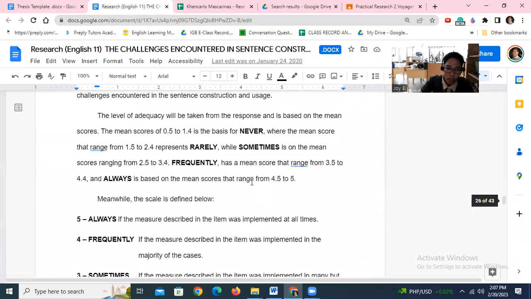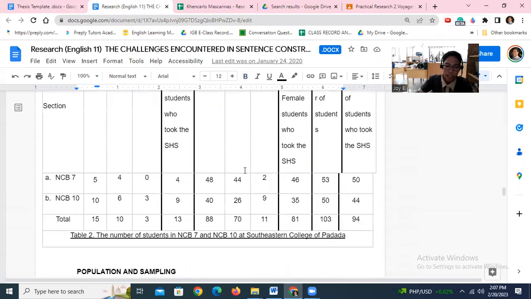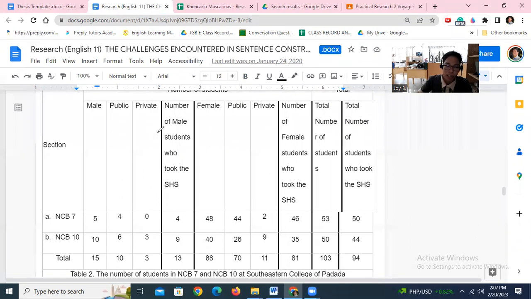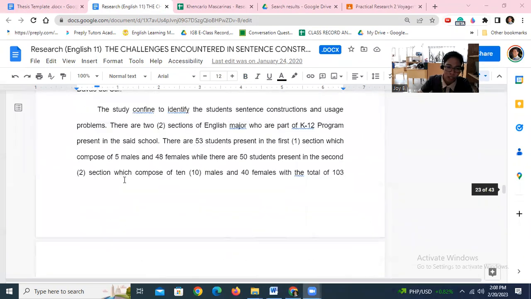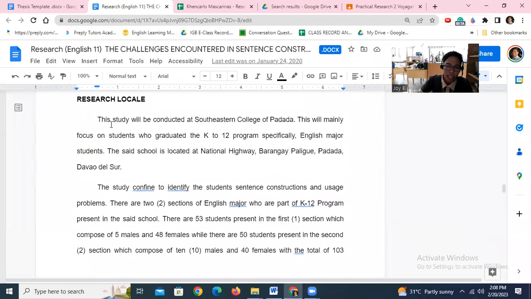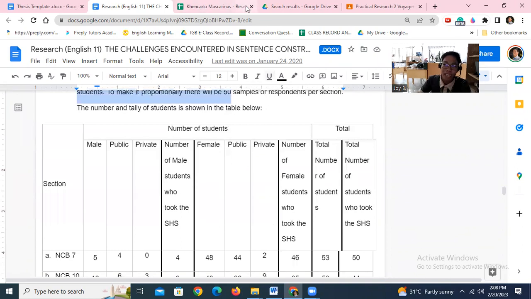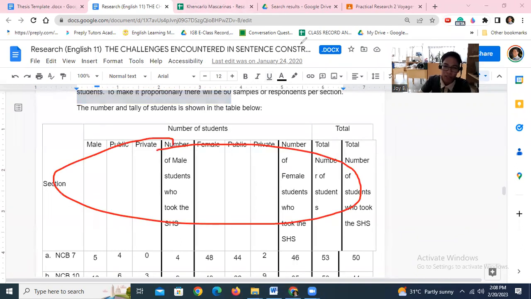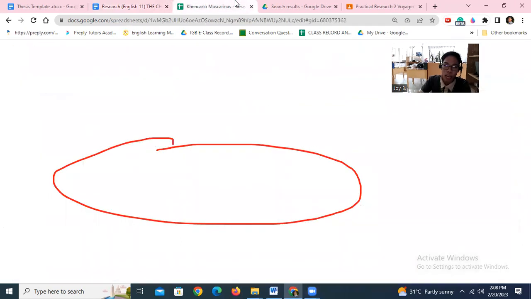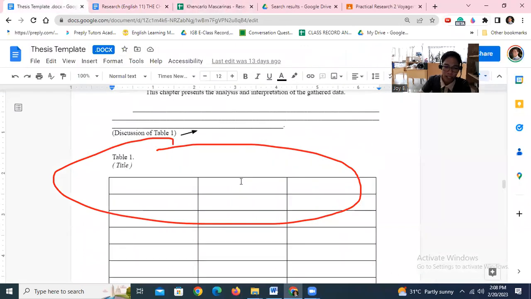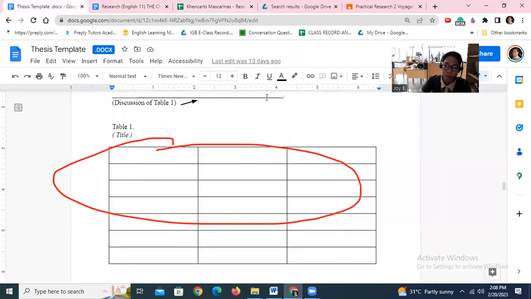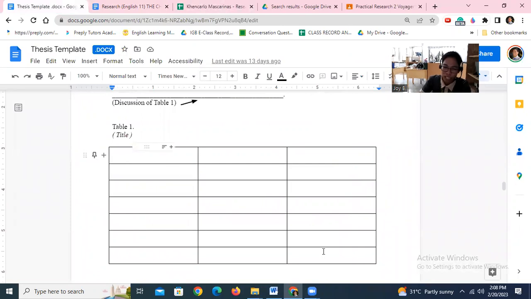Okay, saan yung table here? Okay, this one. So you explain the table. Okay, in the upper part, there's a table here. That's why. So this study will conduct so on so forth. That's the research local. But the main point here is you need to explain the table. You need to interpret. Okay, that's the way how you answer. Okay, nakuha? So after that one, you copy the table in your spreadsheet, then you paste it here.